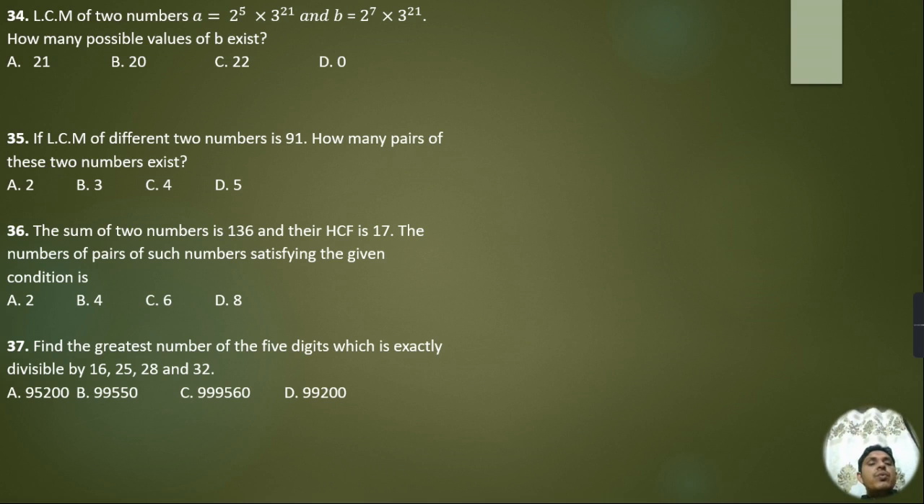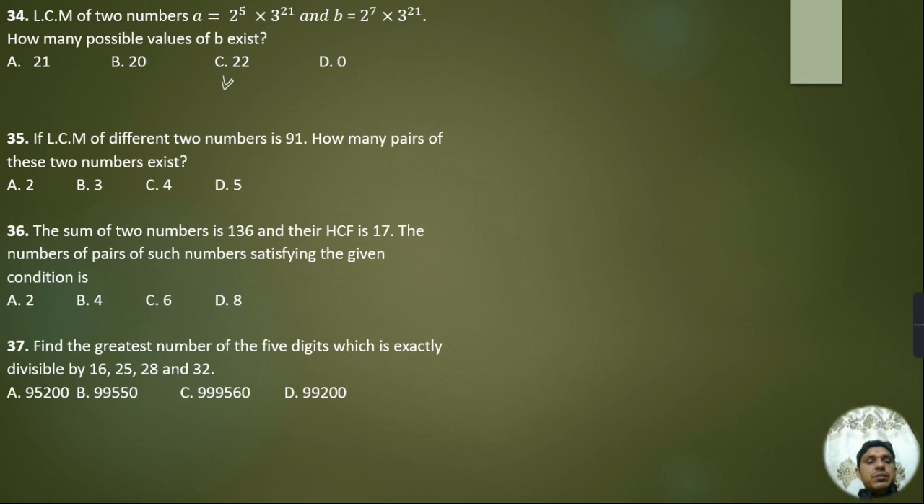The question is: LCM of two numbers A and B, how many possible values of B exist? So possible values of B, here we can check the highest power, that is 21, and this can range from 0 to 21. That means the possible values of B are 22. That means 21 plus 1, that is 0. So here the answer will be 22. The next question that we have is question number 35.